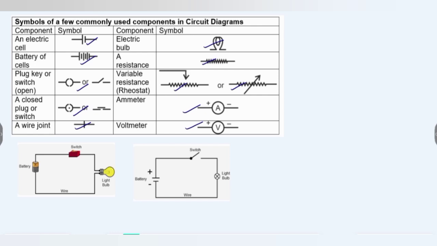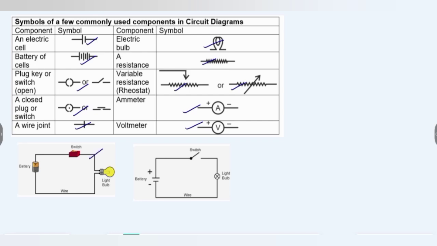Second one is voltmeter. Voltmeter is used to measure voltage or potential difference across the device, and it is connected in parallel with the device. So voltmeter is connected in parallel, whereas ammeter is connected in series. These two we have to remember.